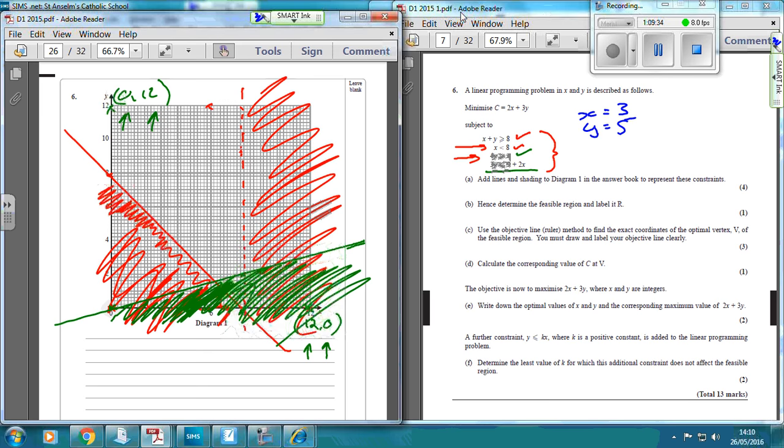And then again, I'm going to choose another number so that it can be divisible by 3. So if x equals 6, 2 lots of 6 is 12, plus 9 is 21, divided by 3, y equals 7. So then I draw in the line that goes through points (3, 5) and (6, 7). So (3, 5) is here, and (6, 7) is there. So again, let's draw in that line there.